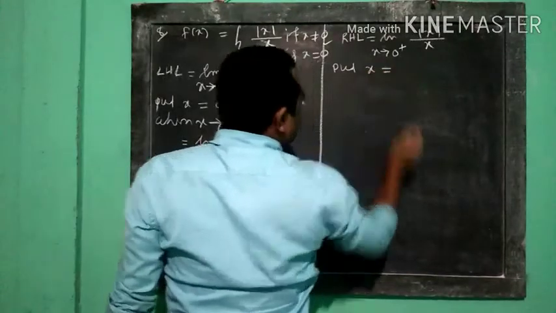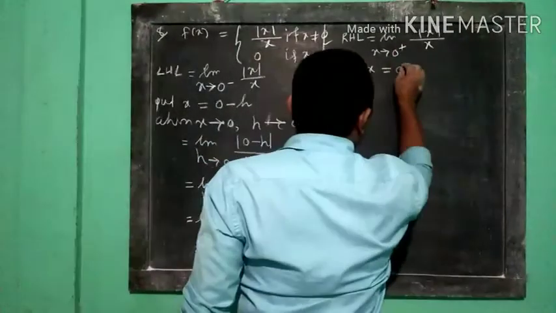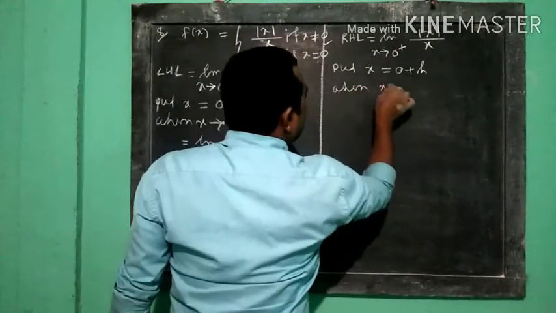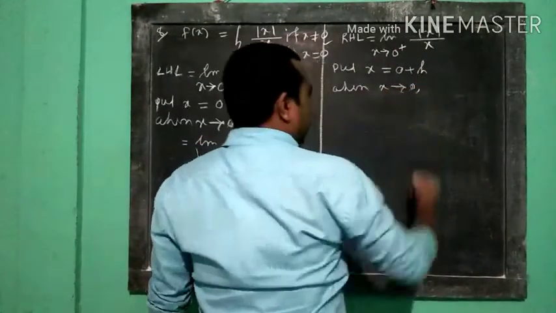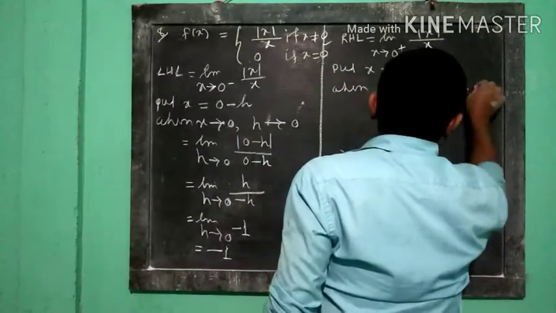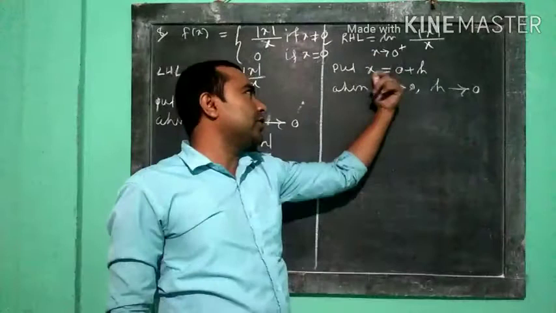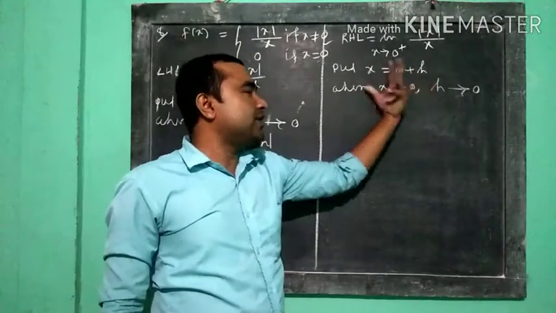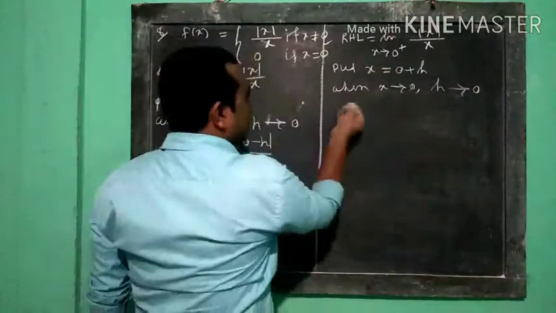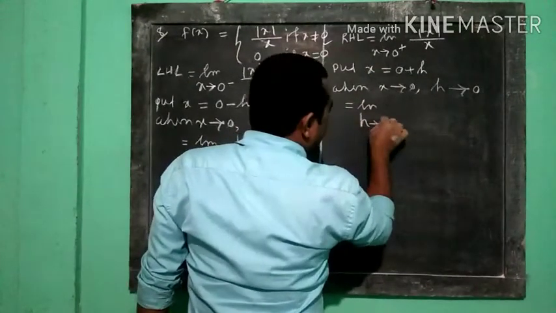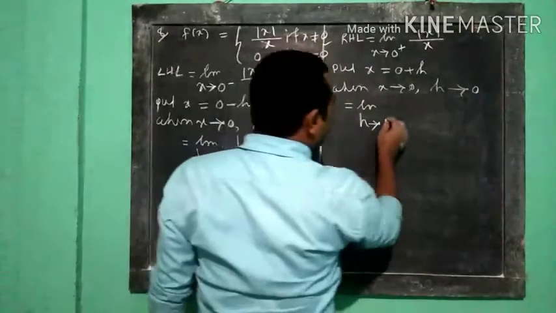x equal to what? 0 plus h. When x tends to 0, then h tends to what? Then h tends to 0. In this equation, if we put x equal to 0, then 0 and 0 cancel out, then h equal to 0. Therefore, this is equal to limit, now x is replaced by h, h tends to 0.